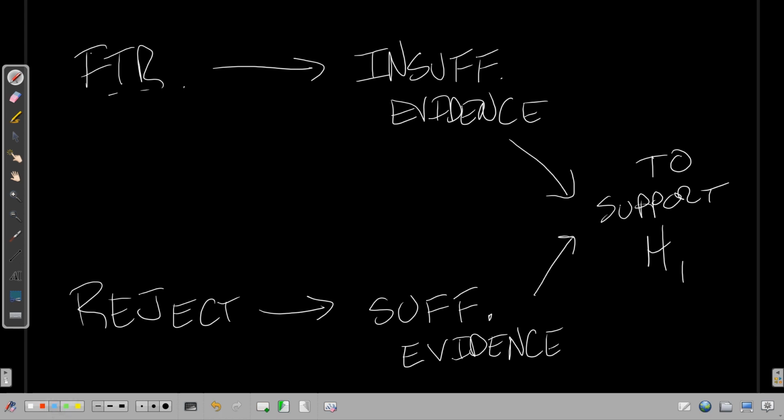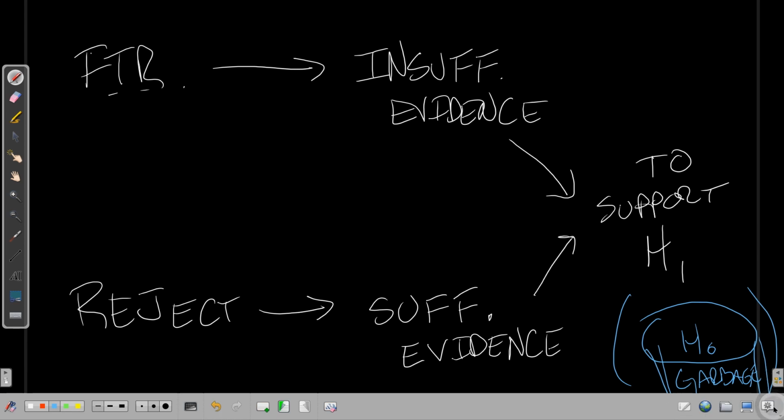Supporting the alternate hypothesis is synonymous with throwing the initial hypothesis in the garbage can. They mean the same thing. If the initial hypothesis is in the garbage can, then I got to have something, so I must be supporting H1.